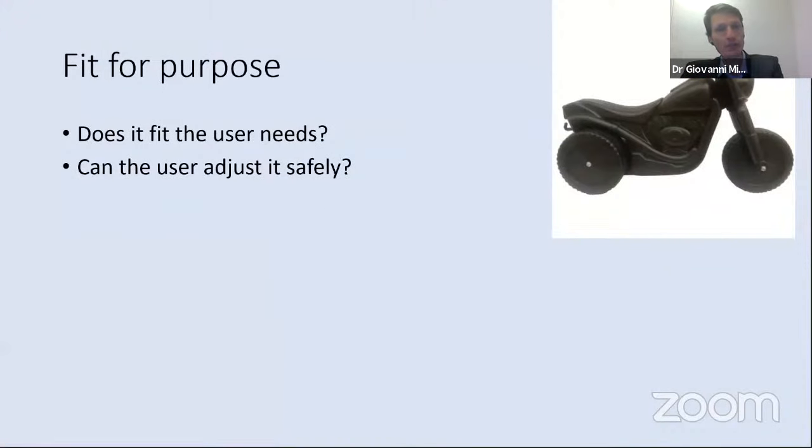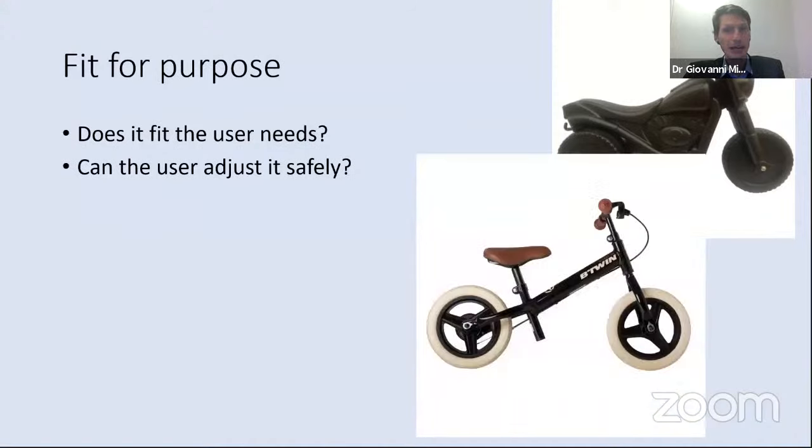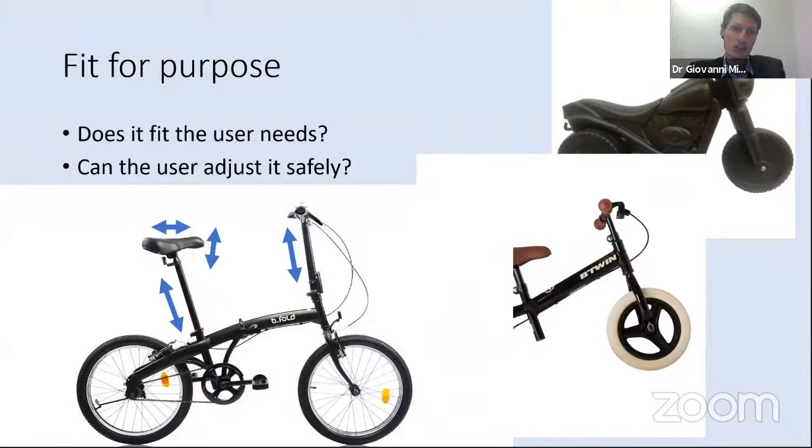So also looking at fit for purpose, this could be seen as a type of bicycle, but obviously very simple. Does it fit the user needs? Well, if it's a child, yes, but as the child grows, they may have different needs. So can the user adjust it? Here, the seat can go up and down. At the extreme, you could think of a bicycle which has many adjustments, but costs more. So you can start to see that adjustment and who adjusts the product is a very important factor.